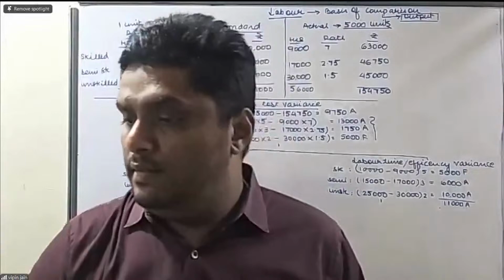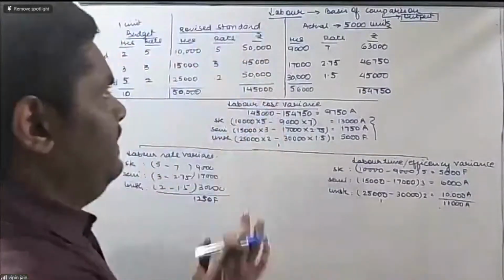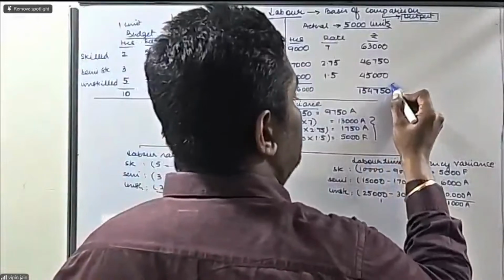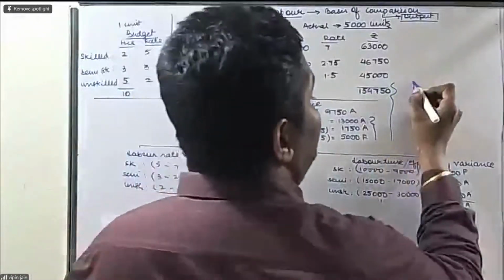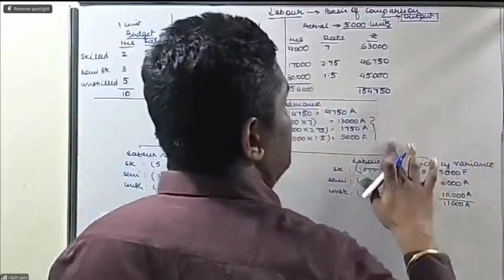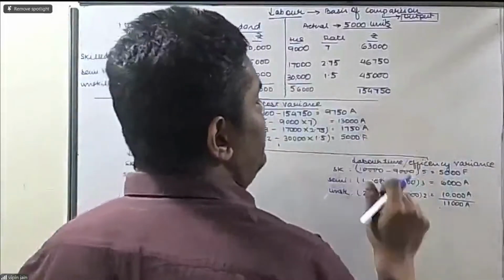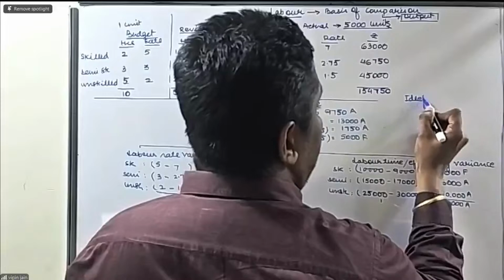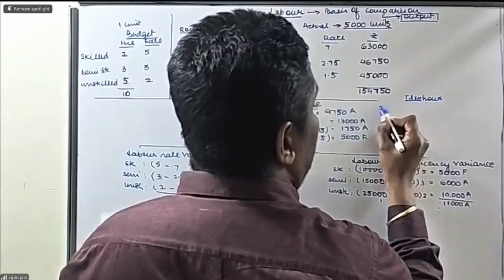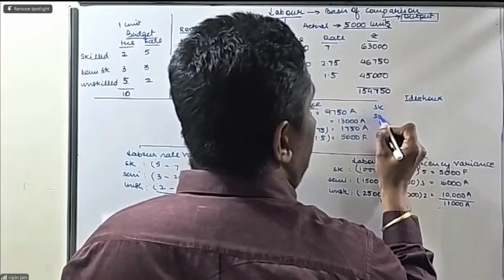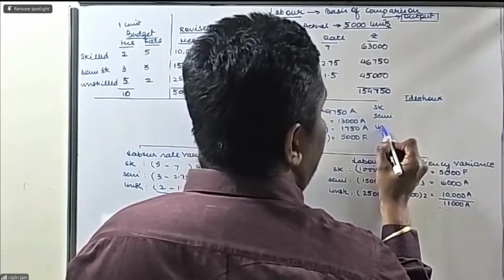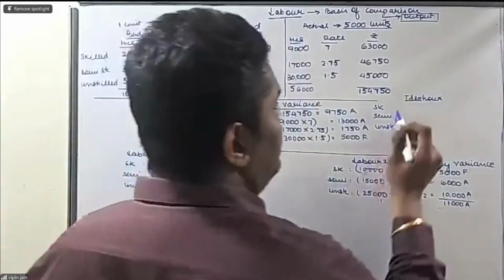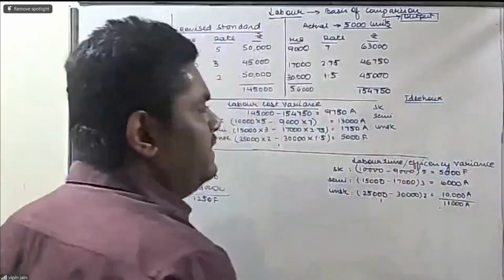Now, guys, let's say this is the question and some additional information is also given in the question as regards idle hours. So idle hours are given in the question for skilled, for semi-skilled, and for unskilled.